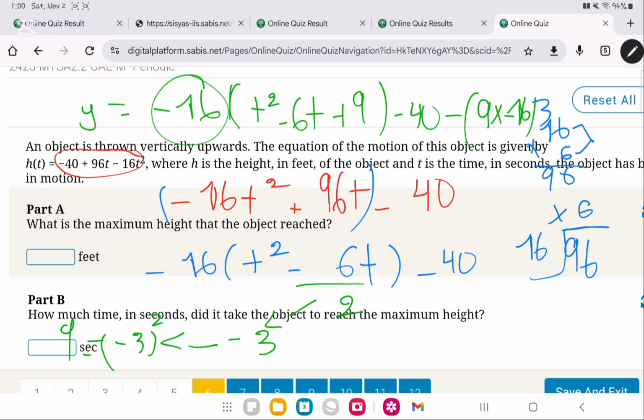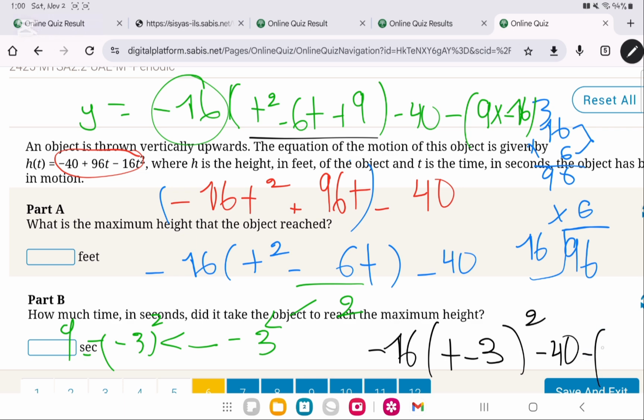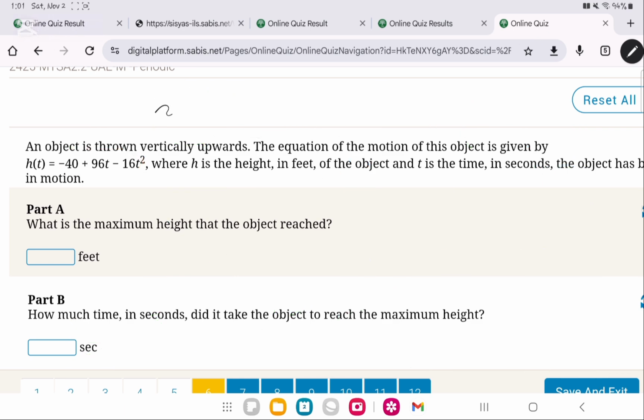So to solve it even more, you're gonna get minus 16. Factor this, it's a perfect square. You're gonna get t minus 3 squared. Okay, then we have outside minus 40 minus 9 times minus 16 is minus 144. So then this altogether becomes minus 40 plus 144. So then it becomes plus 104. So now our function looks like this. Minus 16 times t minus 3 squared, plus 104.